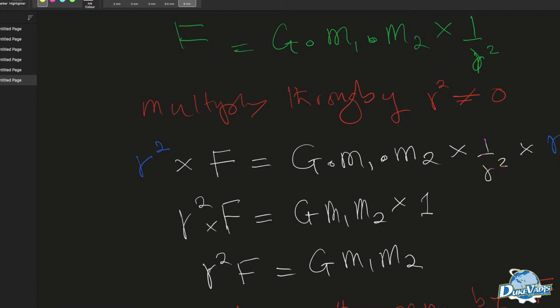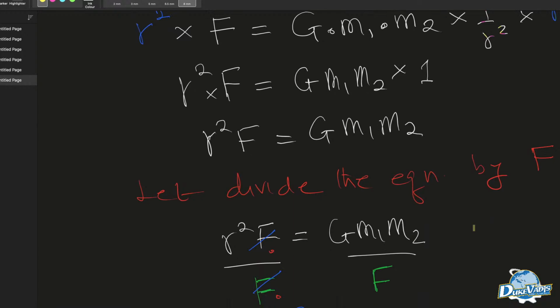Then we realize that when we multiply the r squared by 1 over r squared, the r squared will cancel each other. So that will end up having a 1 here. And when we multiply 1 to this whole product of g times m1 and m2, we yield back g times m1 times m2. Now we see this changed. Now we have r squared times f is equal to that.